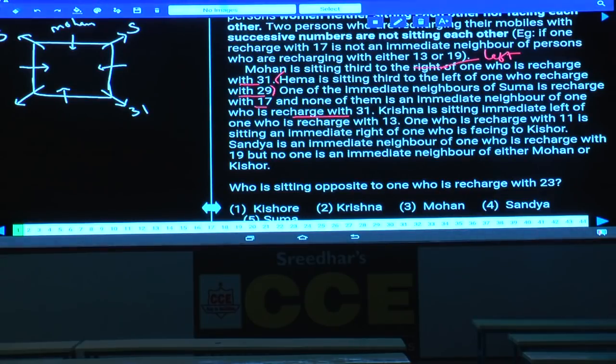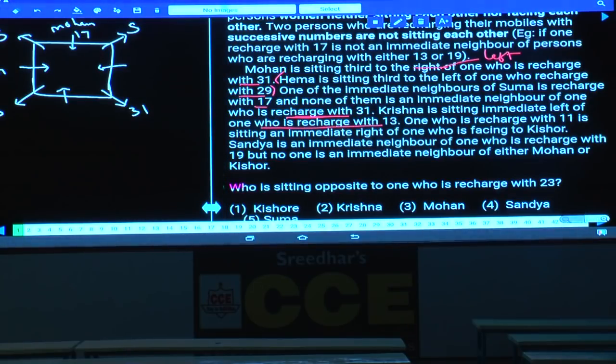Now, in both the cases, this Mohan must be 17, because one of the immediate neighbors of Suma, or if Suma is at this place, isn't it? And 17 can be here as well or not? There are possibilities. And an immediate neighbor of the one who recharged with 31, and Krishna is seated to the immediate left of the one who recharged with 13.